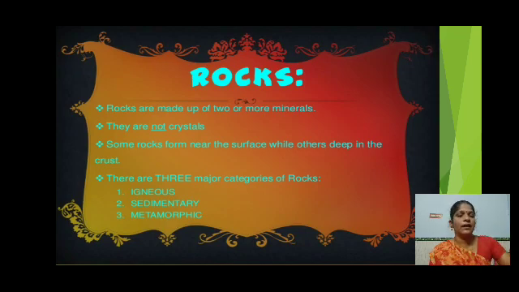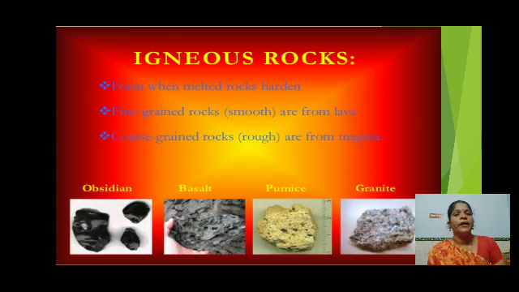Now you will listen. What are igneous rocks? Igneous rocks form when melted rocks harden. That means these rocks came out from the lava and magma. When it comes outside, it starts cooling. So they are formed when melted rocks harden. Fine grained rocks are from lava. Coarse grained rocks are from magma.